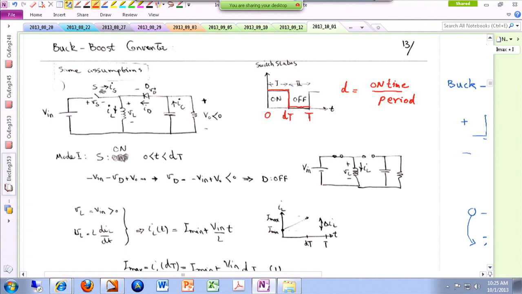Similar to the previous cases, we have two modes. Mode number one, switch on, and later we are going to see that the diode is off in this mode. And mode number two, switch turns off, and similar to the previous cases, the diode is going to be on during this mode. All right. So let's consider mode one. In this mode, the switch has been turned on by the controller. The duration of this mode is from 0 to DT, this part. And we have to find out what's happening to the diode.